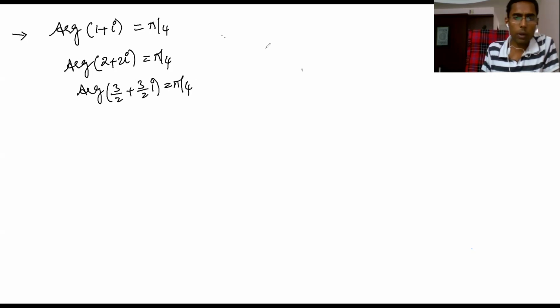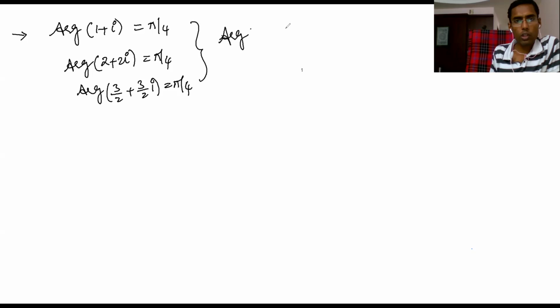Why is this again pi by 4, pi by 4? That means, for the argument of a complex number, if I say argument of z equals pi by 4, then z is not a unique complex number. There are many complex numbers that give you argument pi by 4. Okay, understand?